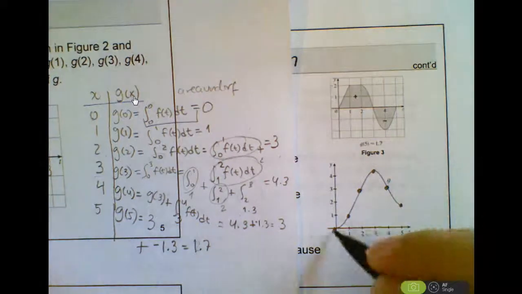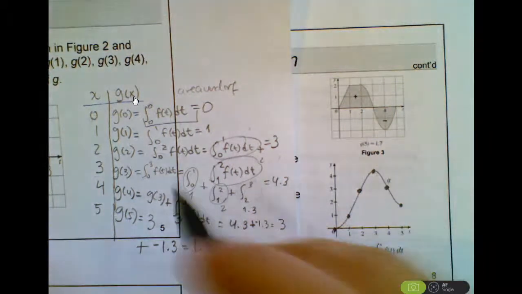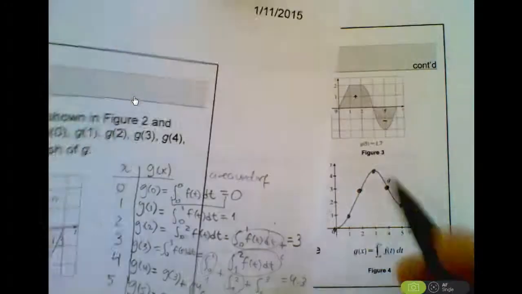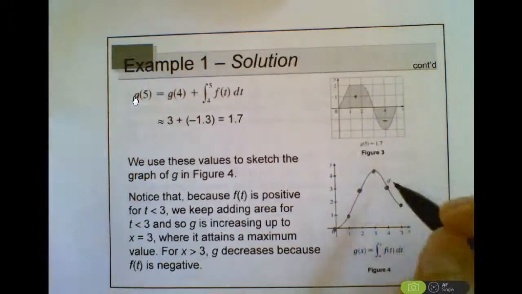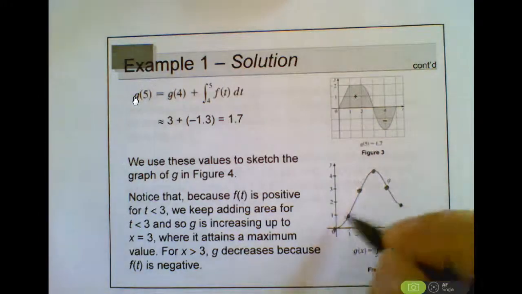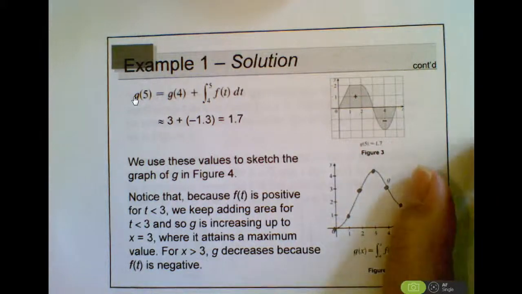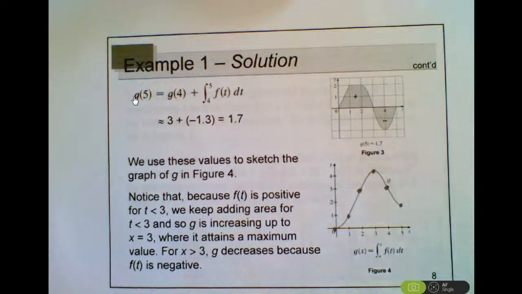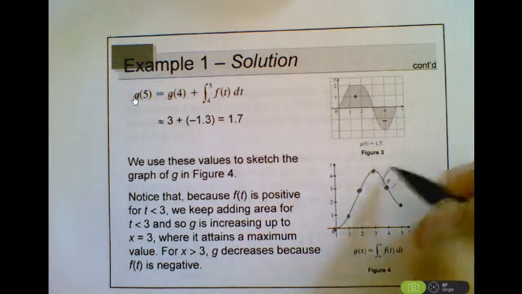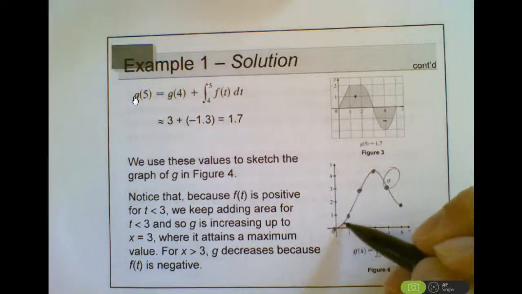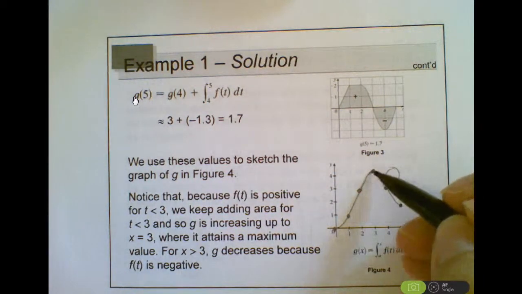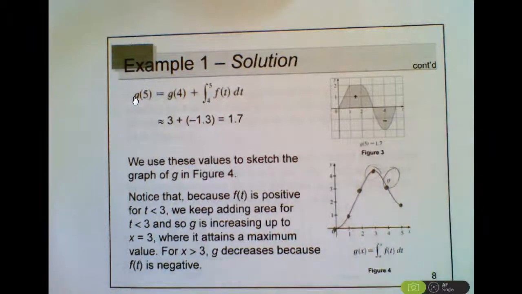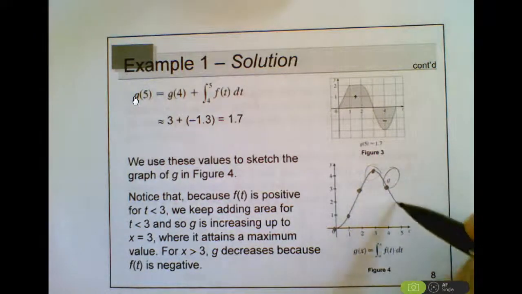So since we know that f is continuous, g is also going to be continuous, so it does make sense to connect all those points that we know from our table of values into a smooth shape. Now let's just see the reasonableness of things over here. G is a function that is increasing up to 3, reaches a local maximum, and then decreases.